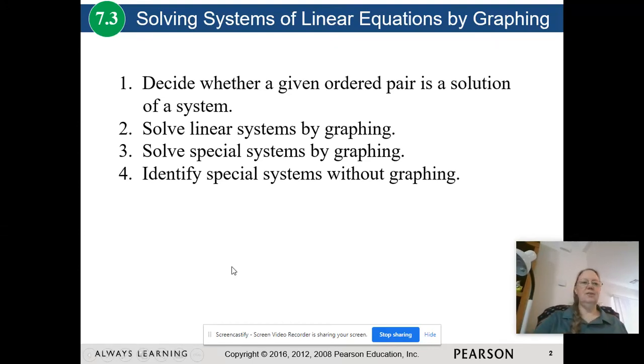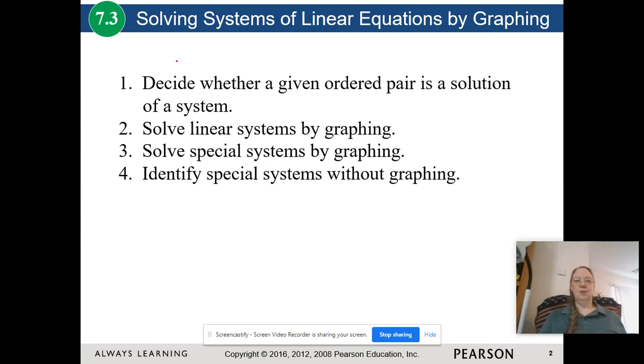All right, let's take a look at section 7.3. You notice we did skip chapter 5 and chapter 6. We'll actually do chapter 5 and chapter 6 in semester 2. And we also skipped section 7.1 and 7.2. 7.1 and 7.2 are a review of graphing. It's material that we've already covered. So we are just going to go straight to 7.3.